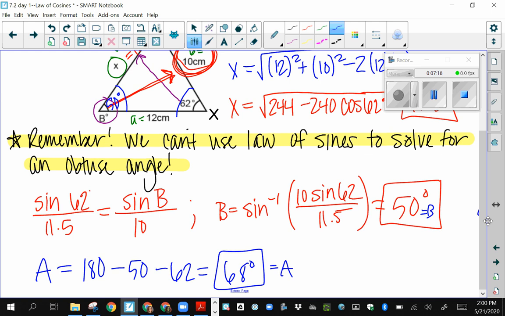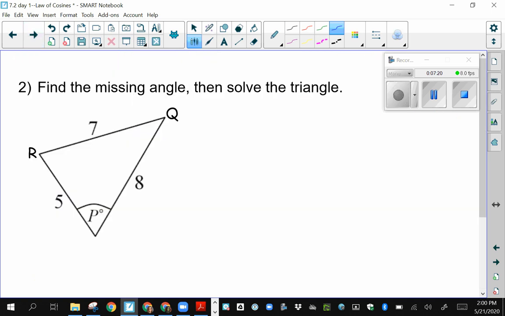Okay, so there was an example in which I used law of cosines to solve for a side, but then I used law of sines to finish it out. That's kind of my strategy. Law of sines is faster, so that's always my goal. Let's do a second, different kind of example. For this one, find the missing angle and then solve the triangle.